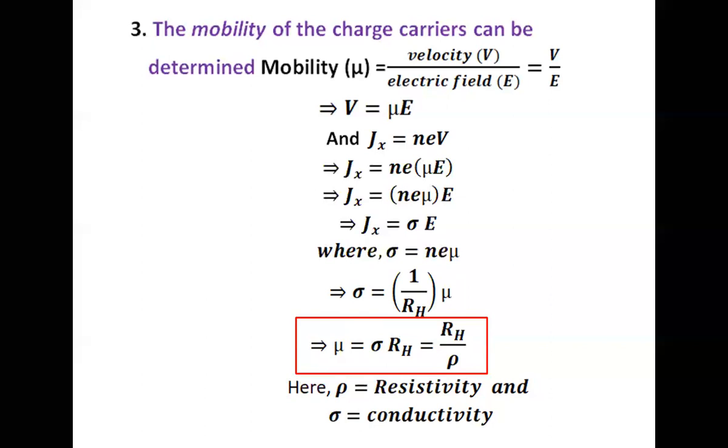So what are the three important applications of the Hall coefficient or Hall experiment? First, we can determine the carrier concentration; second, we can determine the magnetic field; and third, we can determine the very important property of the semiconductor, that is mobility of the charged particles. So these are the important applications of the Hall effect, Hall experiments, or the Hall coefficients.